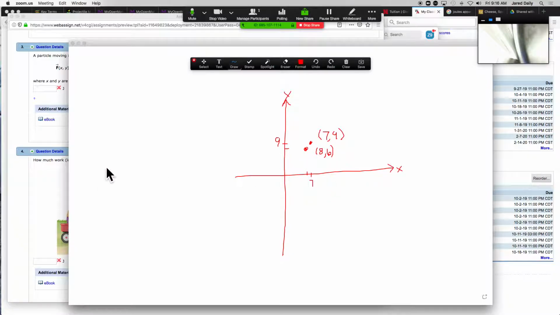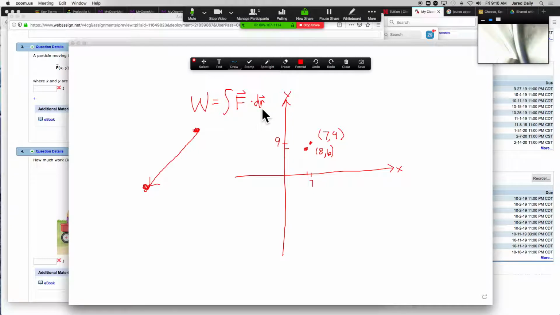Now if we zoom in on these two points, we see that they're like this: (7, 9) and (8, 6), and we're going from this one to this one. And remember that work is equal to a force vector that can be changing times what we call a distance or displacement vector, but we put a dr in front of it.